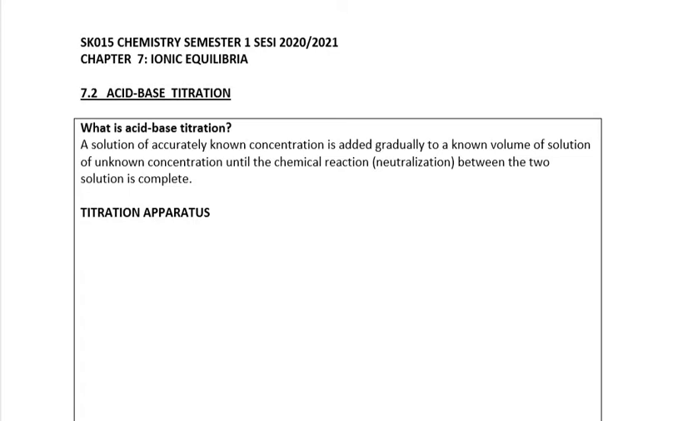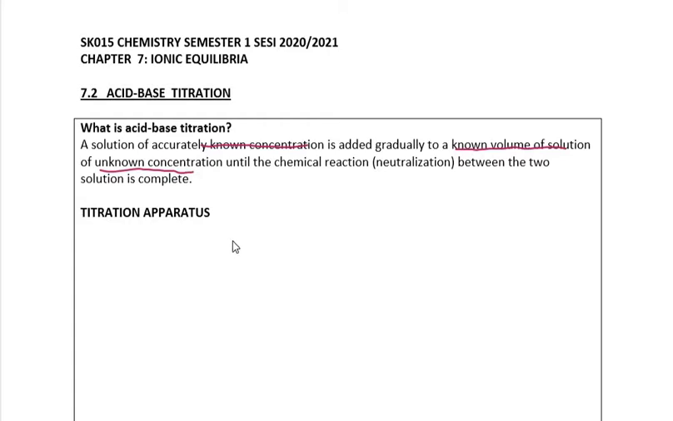First of all, you have to know what is meant by acid-base titration. A solution of accurately known concentration is added gradually to a known volume of solution of unknown concentration until the reaction, which is neutralization, is complete.